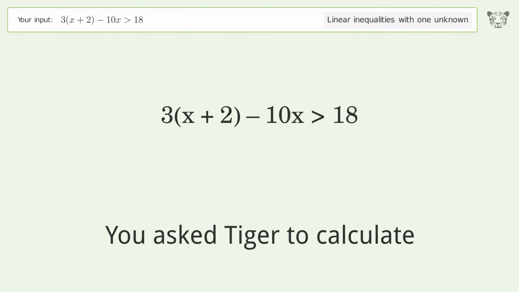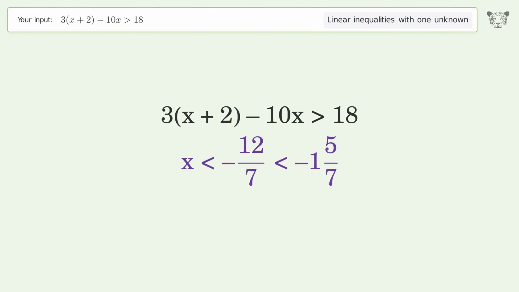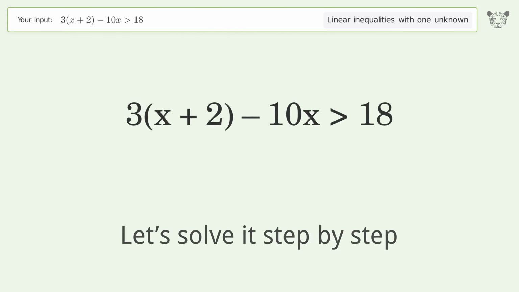You ask Tiger to calculate. This deals with linear inequalities with one unknown. The final result is x smaller than -12/7 smaller than -15/7. Let's solve it step by step.